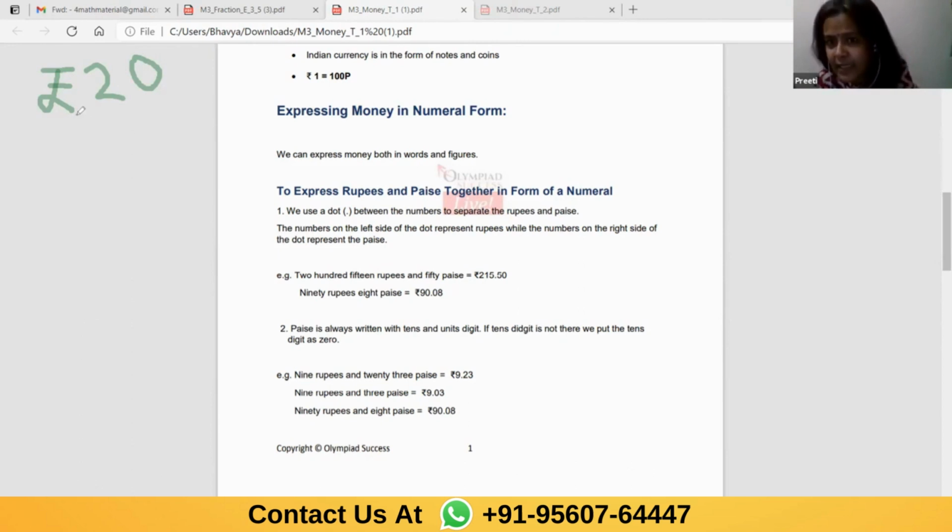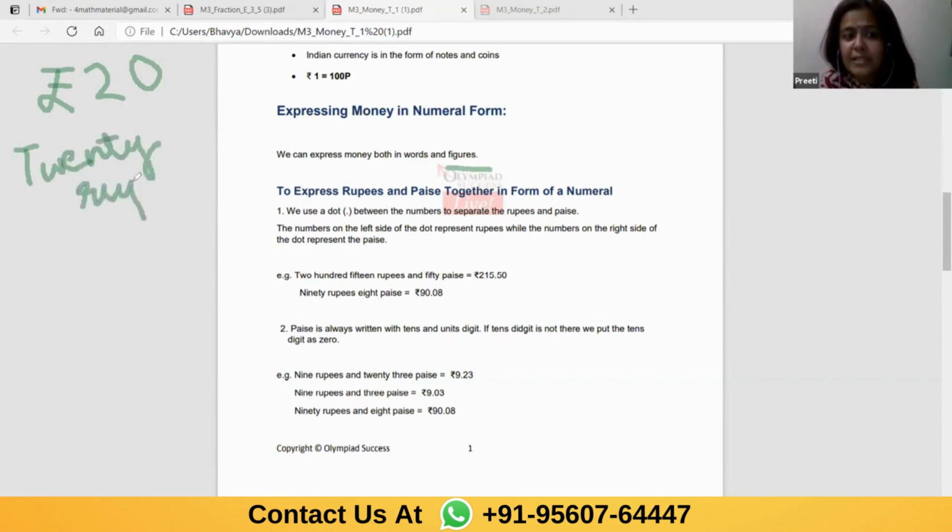If I have to write 20 rupees in figures, then I will write it like this: symbol of rupee and then 20. If I have to write it in words, then I will write 20 first like this, and then I will write rupees, like this. So the first one is your figure form and the second one is your word form. Am I clear? Yes, ma'am.